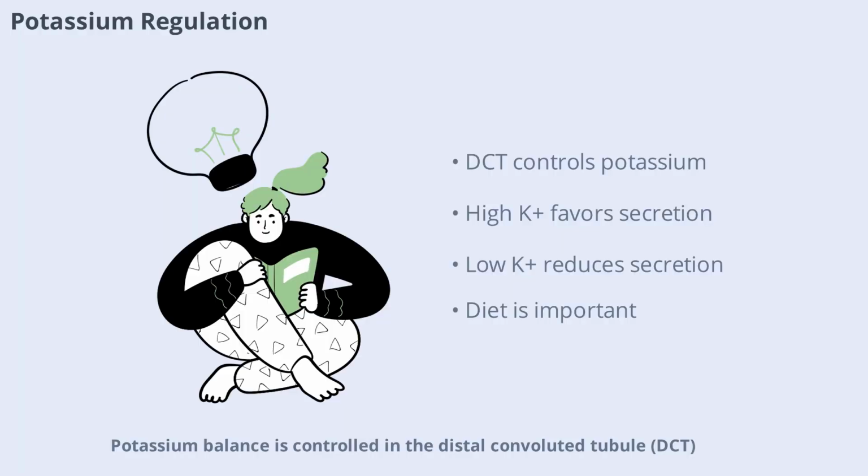Potassium balance is controlled in the distal convoluted tubule (DCT) and collecting duct by regulating the amount secreted into filtrate. High potassium content in extracellular fluid favors secretion, while low levels reduce secretion. Type A intercalated cells can reabsorb potassium left in filtrate. The kidneys have limited ability to retain potassium, so most is lost in urine, making dietary intake important.